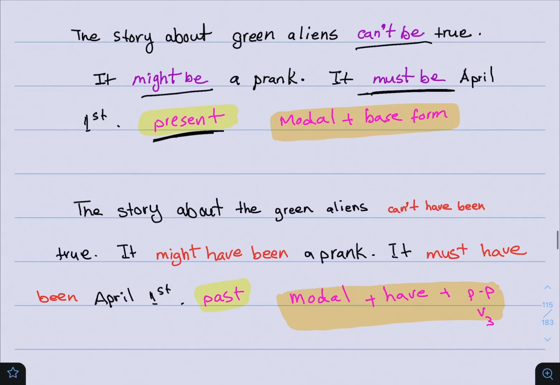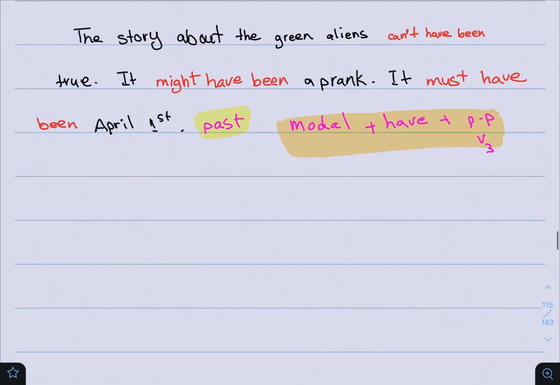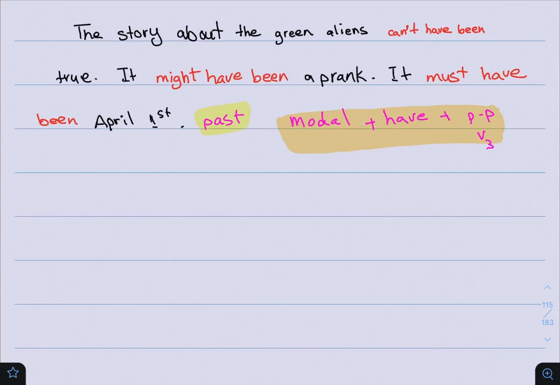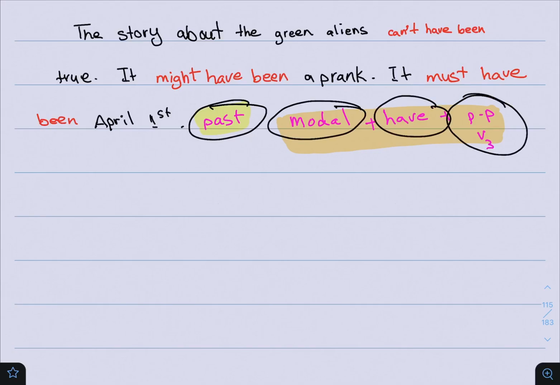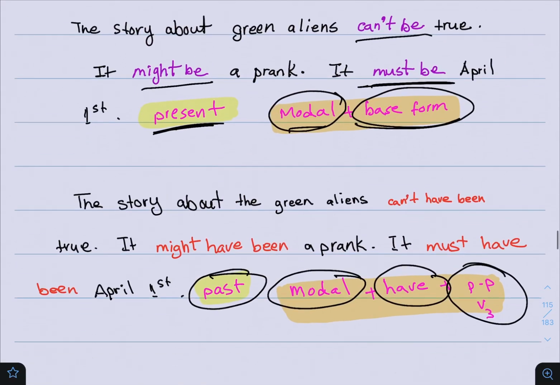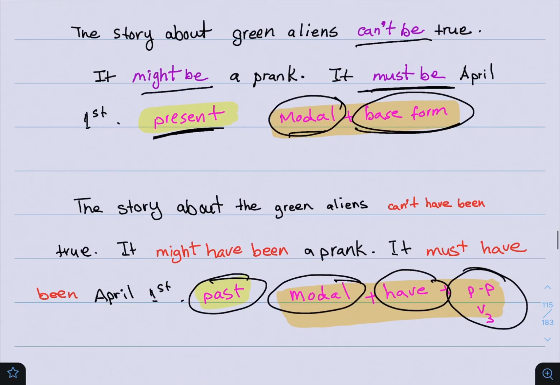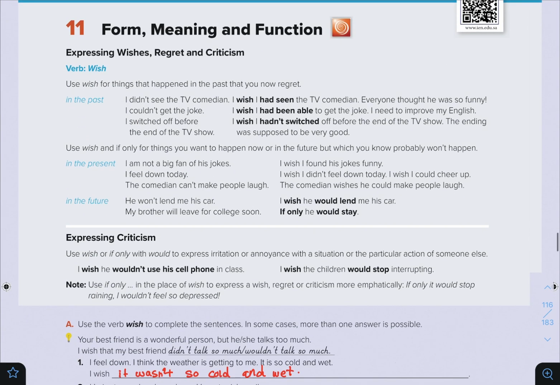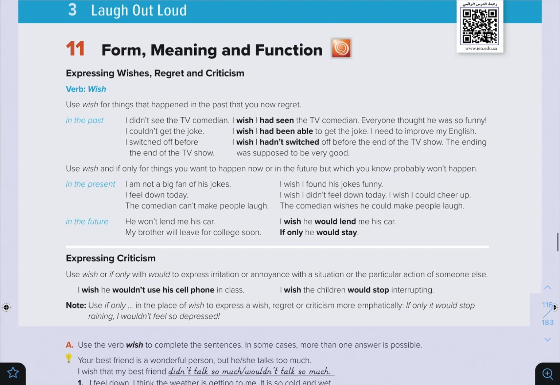Now as for the present, you have realized probably that these statements are in the present, so you could see that the model اللي أقصد بها can, could, must بعدها يجي البase form المصدر. Now the story about the green aliens cannot have been true. It might have been a prank. It must have been April the 1st. Now if you have realized that the statement is in the past, تكوين هيكون الموديل can, could بعدها have والتصريف الثالث للفعل. Okay, so this is just يعني الفرق بين هذه وهذه، إن هذه في present وهذه في past.